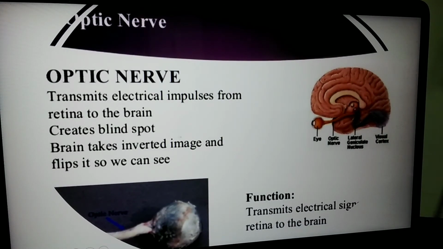Now, optic nerve, this transmits the electrical impulses from the retina to the brain. It creates the blind spot. The brain takes the inverted image and flips it so we can see the normal virtual image. So the main function of the optic nerve is conversion of energy image into electrical impulses along with the retina, and it transmits these electrical signals from the retina to the brain.